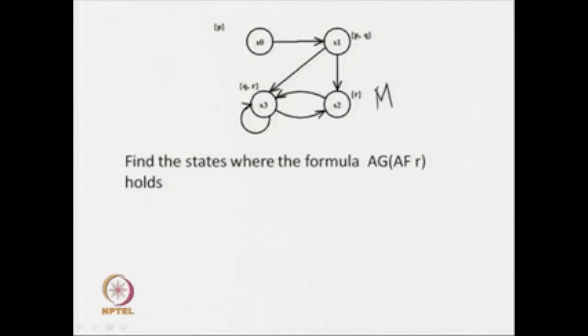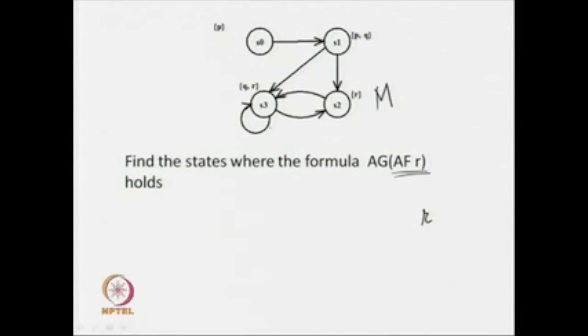Okay. Now, this is the same model I am having over here, and now we are going to see the formula: find the states where the formula AG AF R is true or not. Okay. What does it mean? AF R says in all paths in future R holds, and AG says that in all paths globally whether this particular formula holds or not. So, now what we can say is that R is an atomic proposition. So, we will say that R is a CTL formula. So, we know the truth values of R in each and every state. This is with respect to your labeling function.